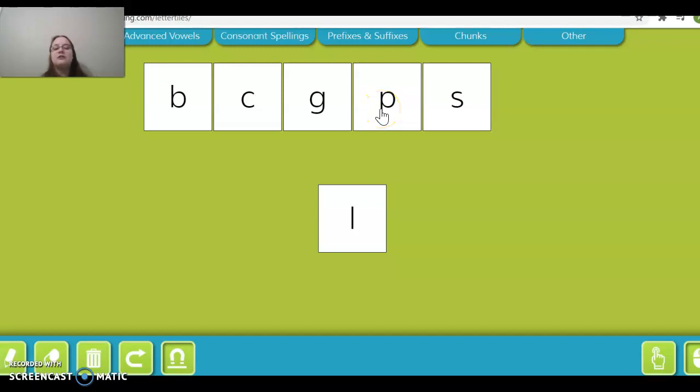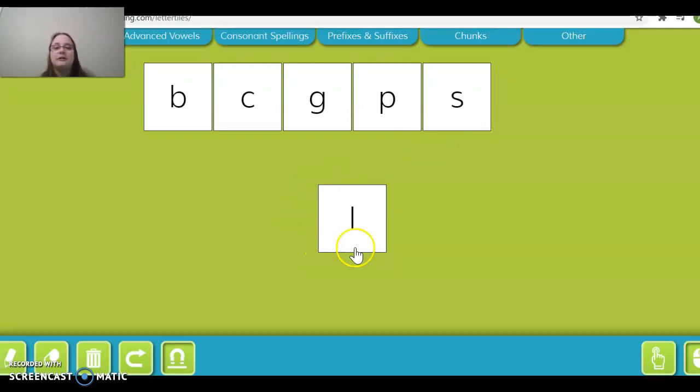Awesome job, friends. And our next letter is the letter P. Excuse me. And remember, P says P as in pumpkin. Here we go. P says P all together. P says P. Awesome job, friends. And next is our letter S. And remember, S says S, like in snake. So we're going to say S says S all together. Here we go. S says S.